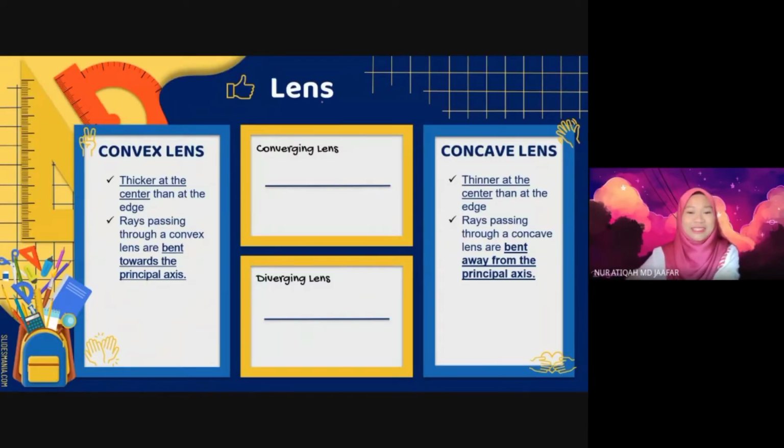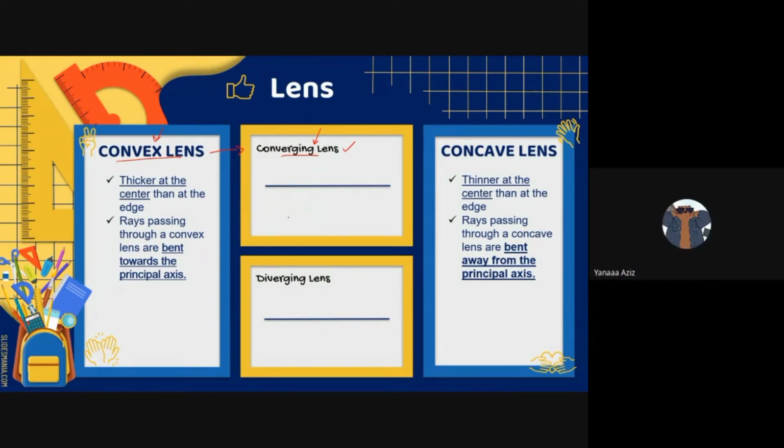So now let's take a look at the two types of lenses. The first one is convex lens. Convex lens is also known as converging lens. Sometimes in examination papers they will not say convex lens, but they write converging lens. So you have to remember that convex lens is converging lens.